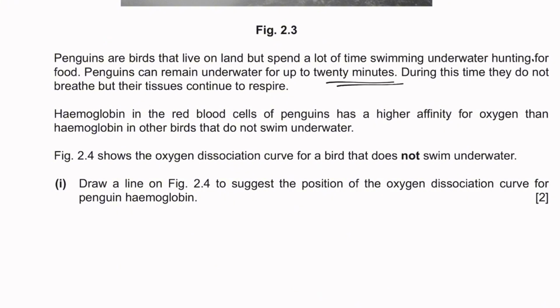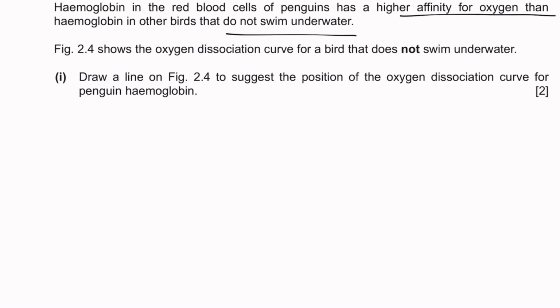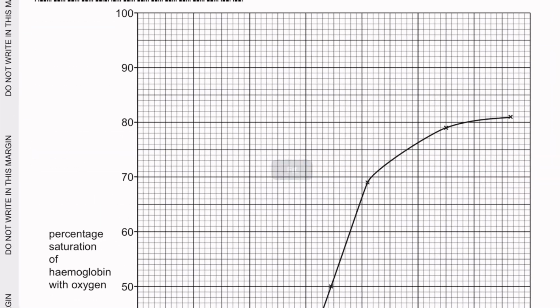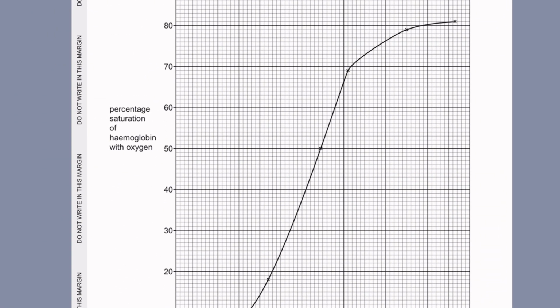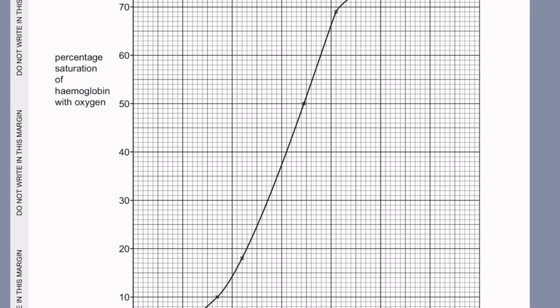And he says here that hemoglobin in red blood cells of penguins has a higher affinity for oxygen than hemoglobin in other birds that do not swim underwater, which makes sense because there is not as much oxygen underwater. Figure 2.4 shows the oxygen association curve for a bird that does not swim underwater. Draw a line on figure 2.4 to suggest the position of the oxygen association curve for the penguin hemoglobin. So to draw the curve, we just need to draw the same graph, but over here to the left. Okay, so let's do that.